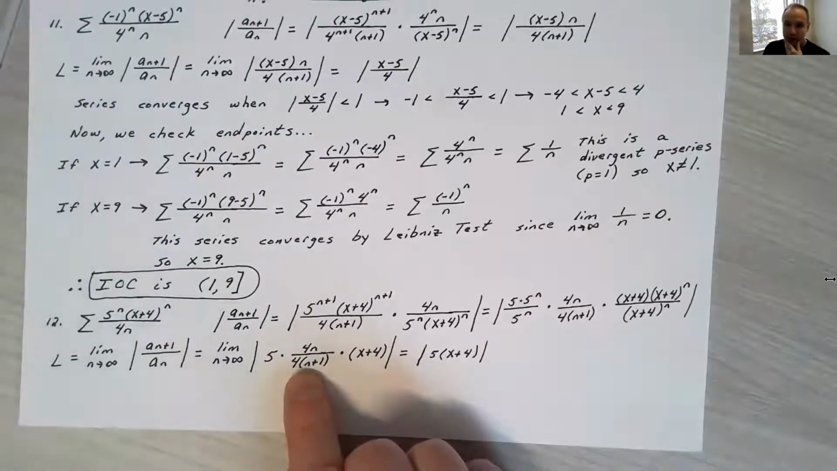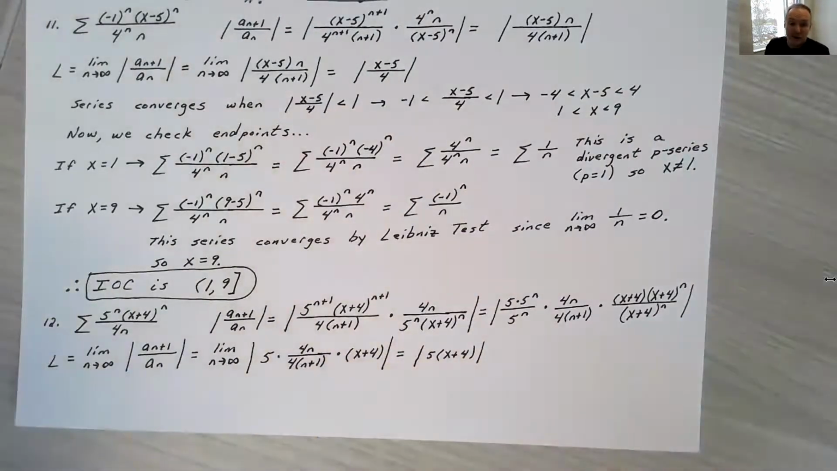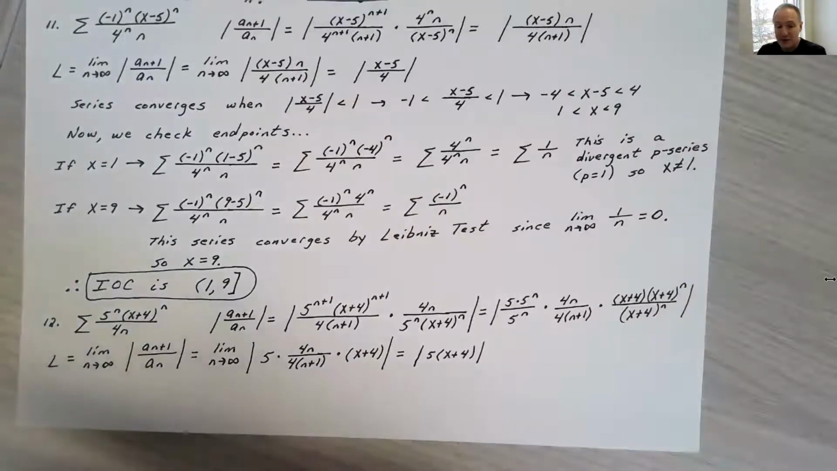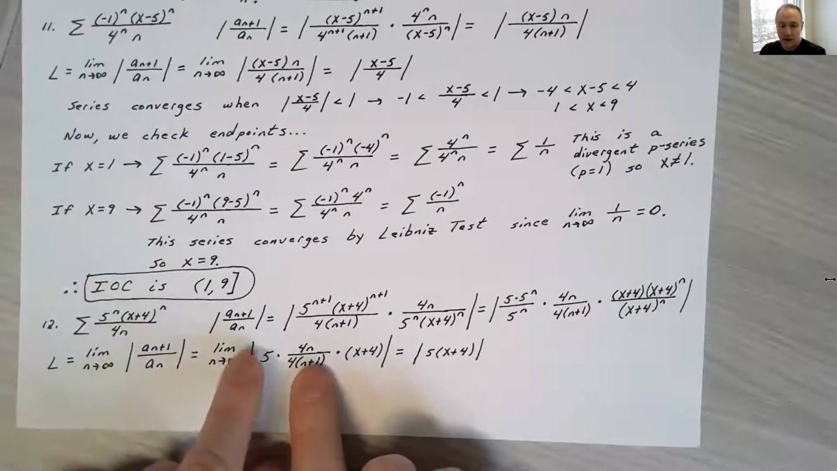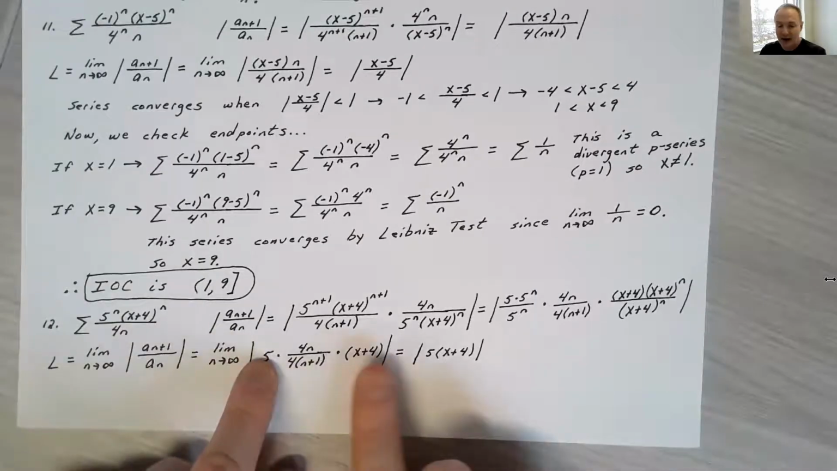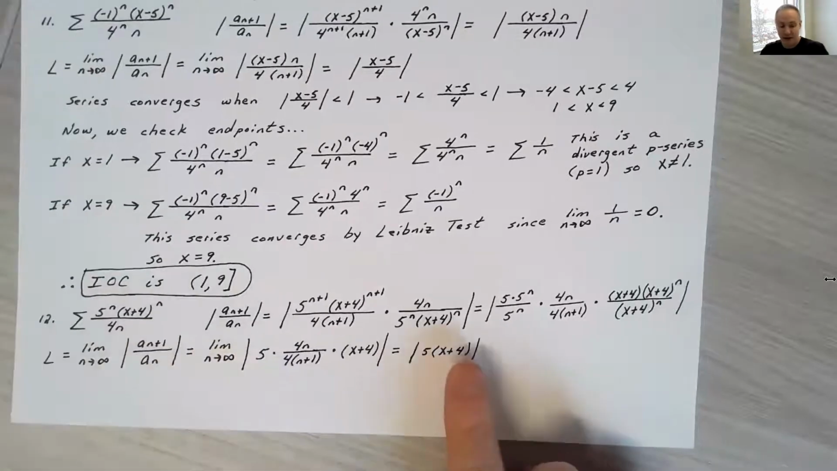So the only thing impacted by the limit is my second fraction here of 4n divided by 4 times the group n plus 1. So you say, well, your rule there is anytime the degree of the numerator and denominator is the same, the limit as n approaches infinity is the same as the fraction of the leading coefficients. That's just 4 over 4, which is a factor of 1. So as I take the limit as n approaches infinity, this whole second term just becomes 1. So I have the absolute value of 5 times x plus 4 left after I take the limit as n approaches infinity.